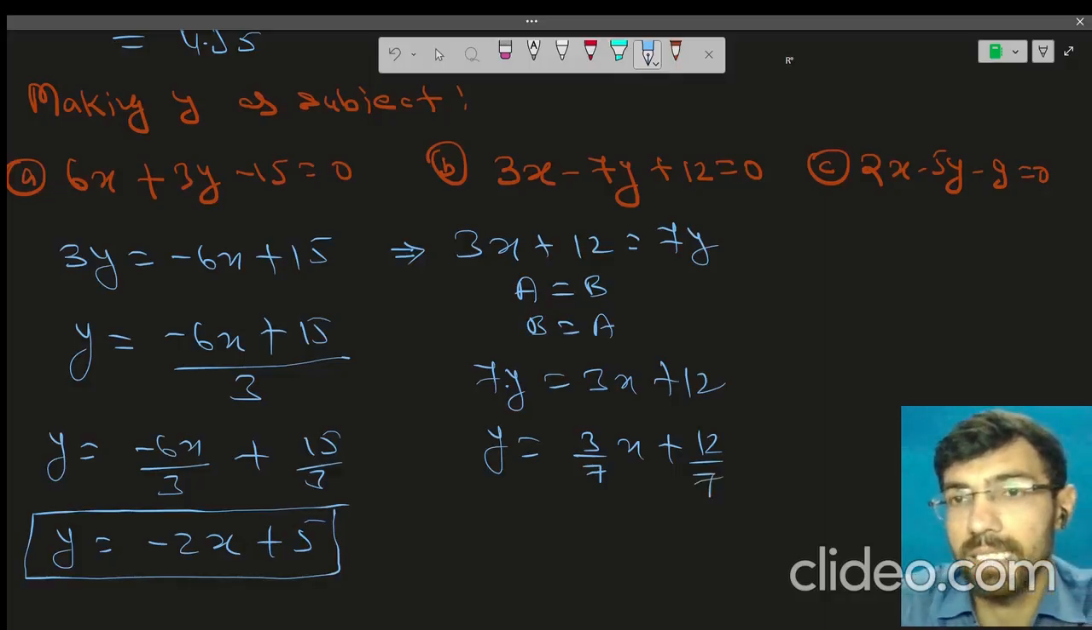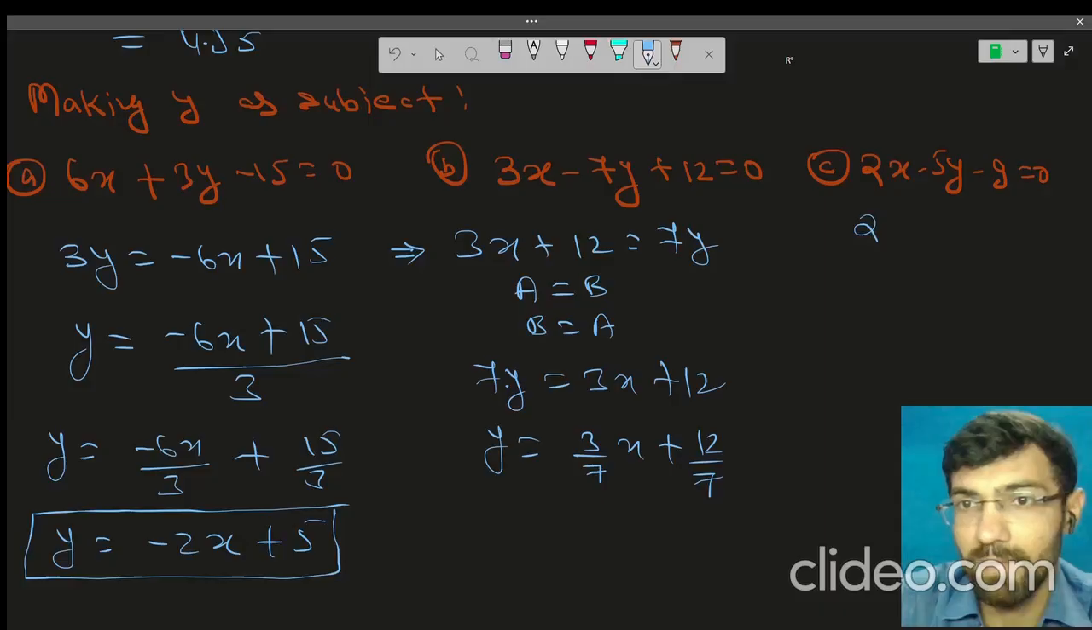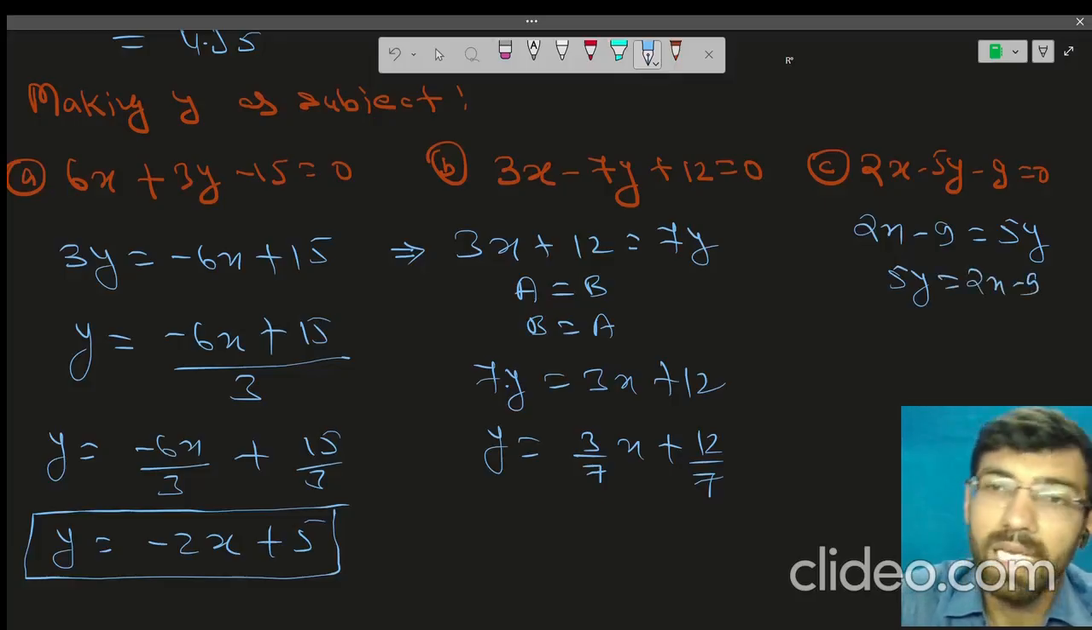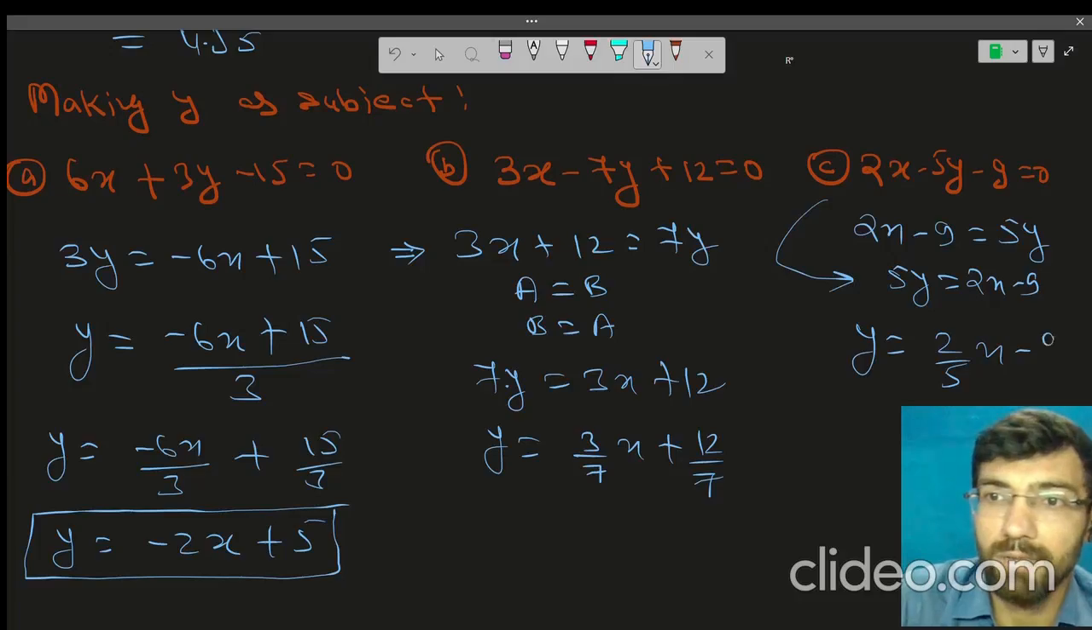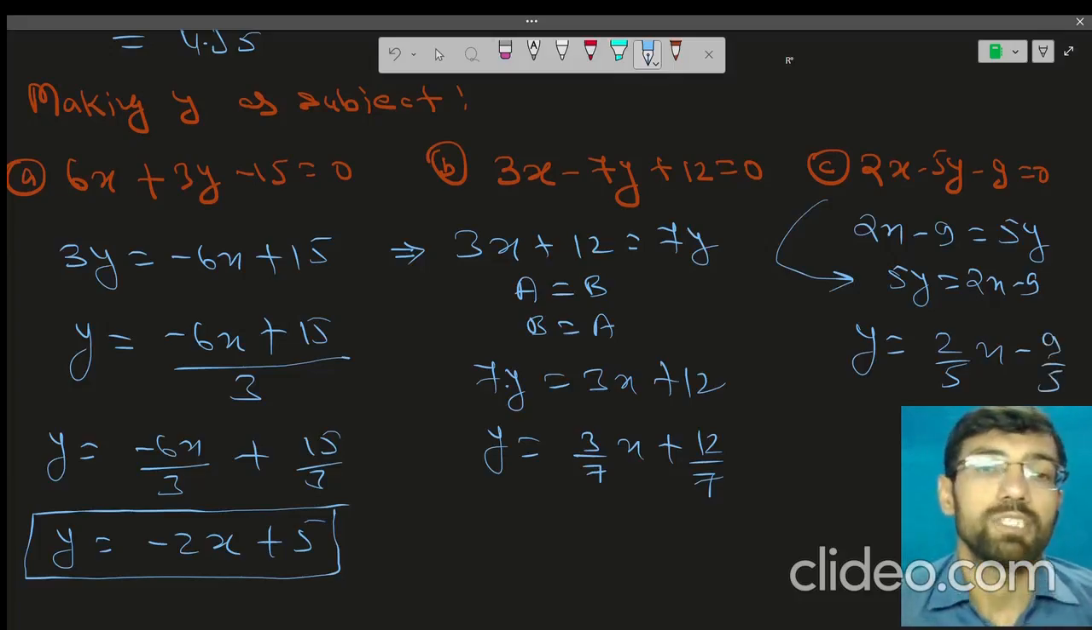Let us complete this part C also maybe. So I think we can shift 5y to the right side. It will be nothing but 2x minus 9 equals 5y. You can write 5y equals 2x minus 9. We can directly write this also, like minus 5y goes to the right side. You can directly write this. And again, the same, y equals 2 upon 5 of x minus 9 upon 5. Yes, so this was about the prerequisite part. And next, we can start learning the main concepts.